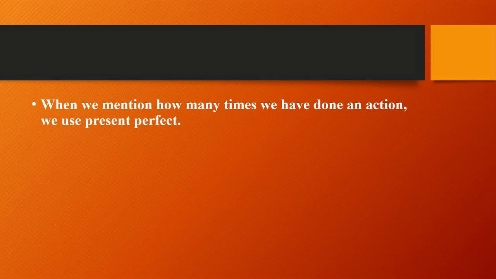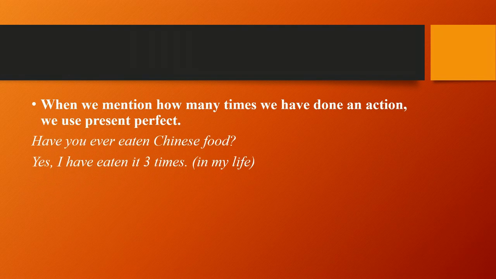When we mention how many times we have done an action, we use present perfect. Have you ever eaten Chinese food? Yes, I have eaten it 3 times. It means that I have this experience in my life and I have eaten it 3 times in my life.